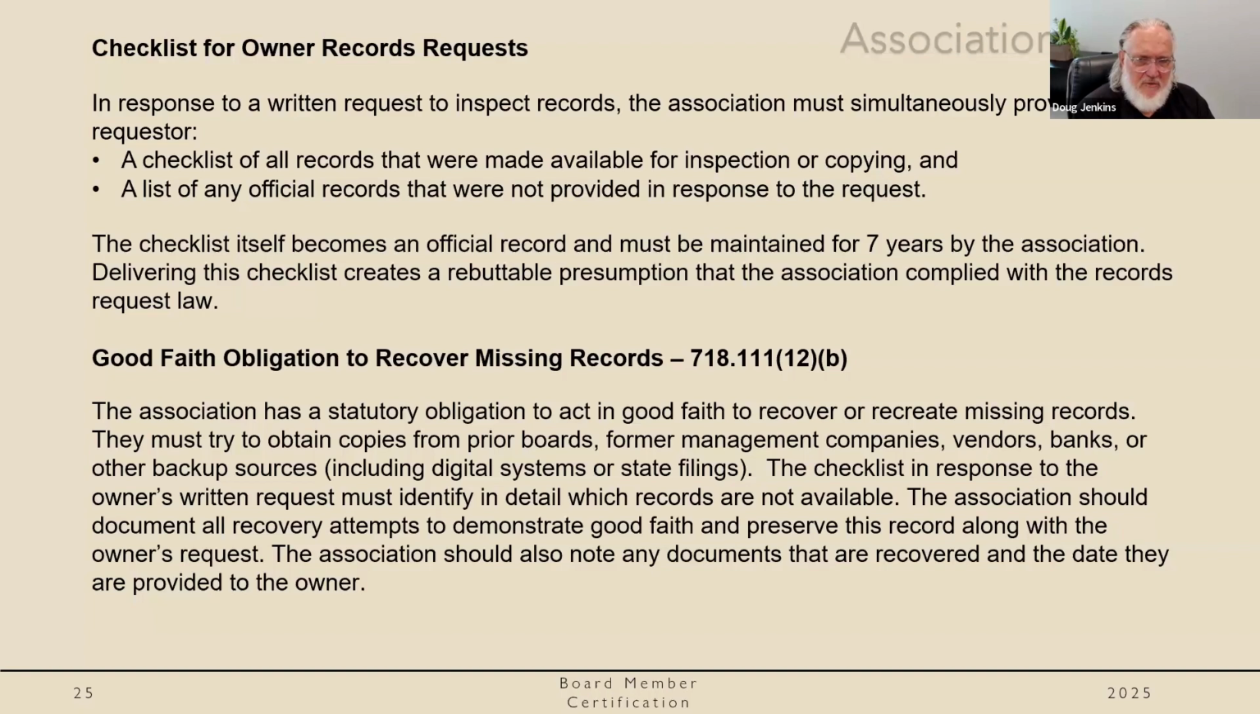Recent statute changes require that you provide a checklist with those documents that you provide the owner or their representative. That checklist must indicate all of the records you're making available related to that request and list any of the records you're not providing that were requested in the request by the owner or their representative. That checklist becomes an official record, and it must be maintained for 7 years by the association.